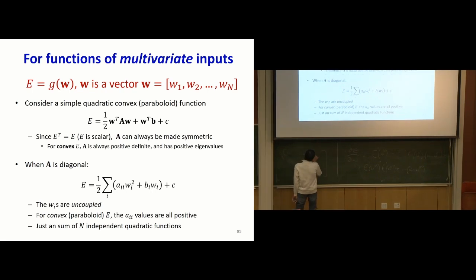This is A1,1 through A N,N, the rest are 0, times W1 through WN. And because all of these off-diagonal terms are 0, this is simply going to be the summation of A_ii W_i squared. So this means that when A is a diagonal matrix, I can simply write this function as the sum of many independent quadratics, where the W_i's are uncoupled. It's a sum of n independent quadratic functions.